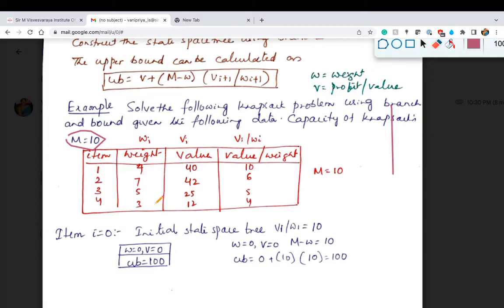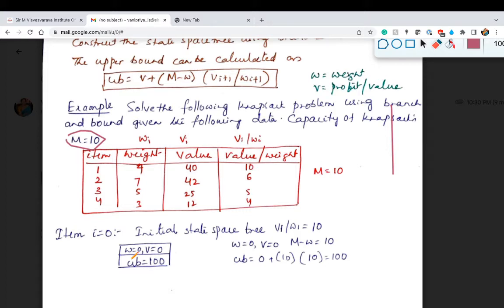So the value and the weight of the items will be given, and after that whatever the upper bound we are going to calculate in that state, we are going to give that, right? I repeat, each node is divided into two parts. The upper part will have the W and V values, and the lower part will have the upper bound. Then the initial state, we are arriving at the root of the state space tree. Initially we take W is equal to 0, V is equal to 0 because we haven't selected any of the items.